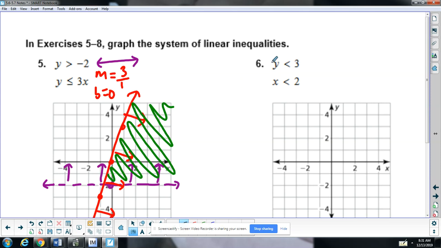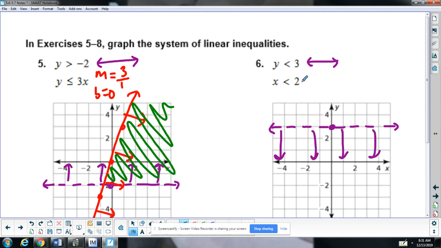Okay, number 6, we have y is less than 3. Again, this is that horizontal line. So we're going to start on the y-axis at 3. My line, is it going to be dashed or solid? Good, it's going to be dashed because it's not or equal to. Then y is less than, so above or below? Good, we're going to shade below. So again, I'm going to draw my arrows.